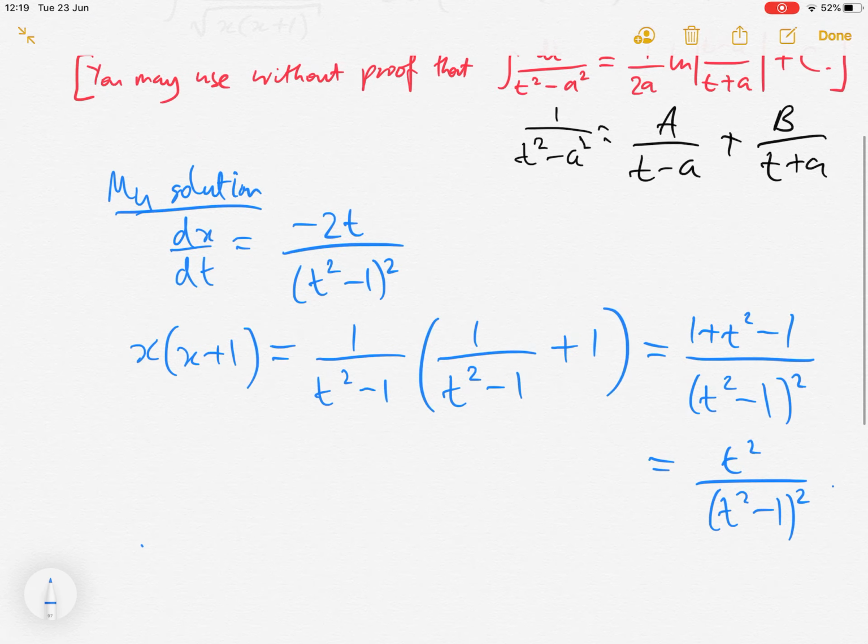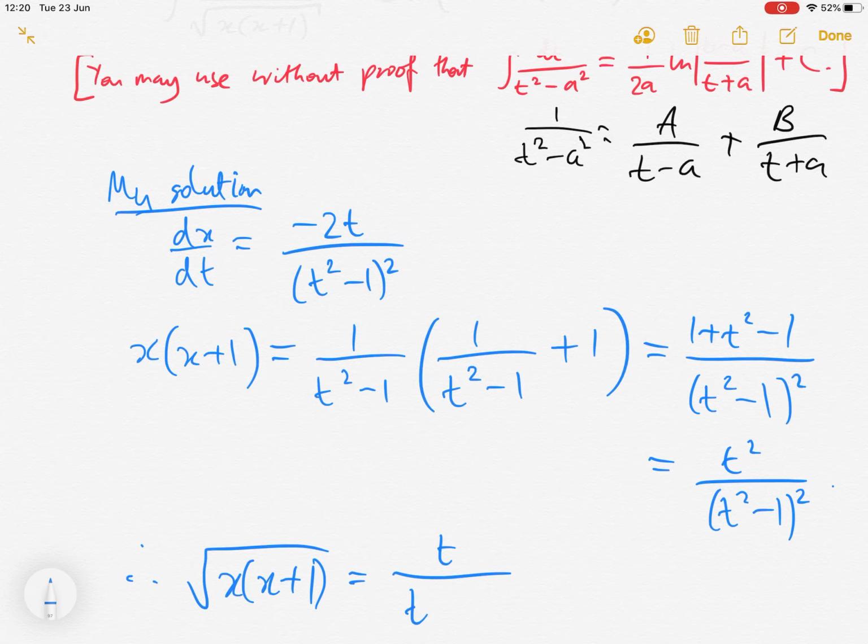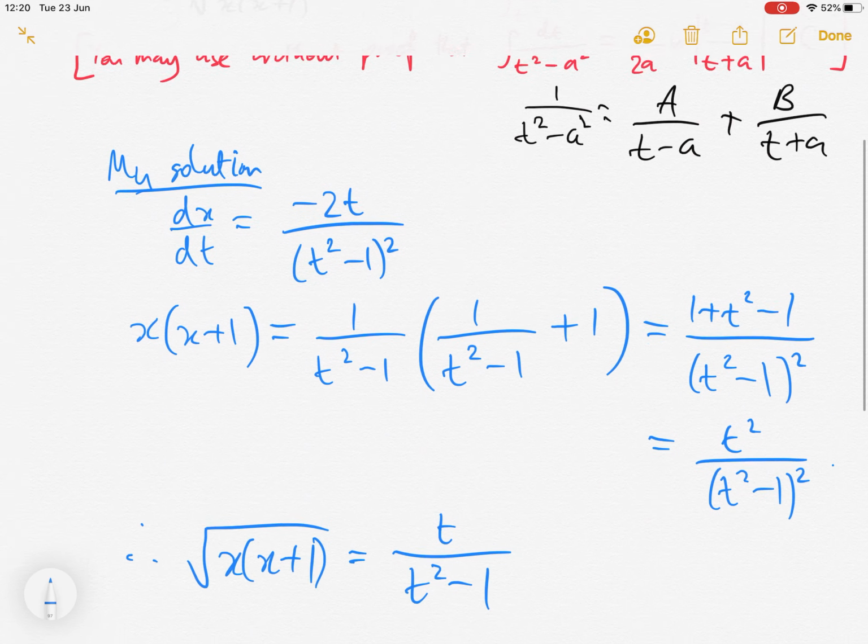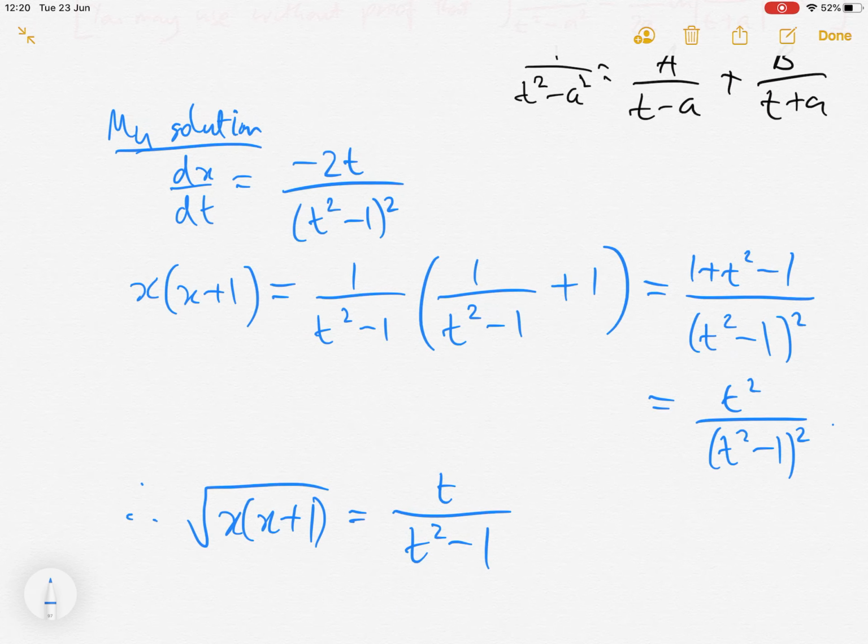So therefore, the root of x plus 1 is t over t squared minus 1, because t is greater than 1, so it is going to be the positive root, and this implies that 1 over root x plus 1 is t squared minus 1 over t.